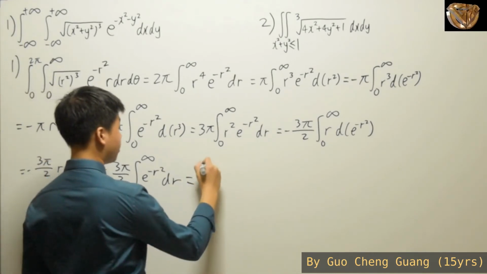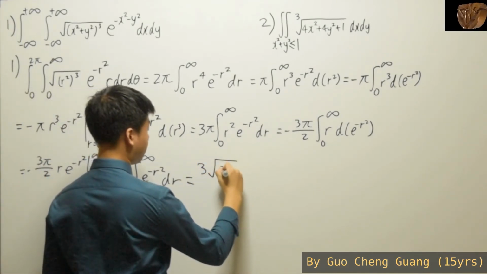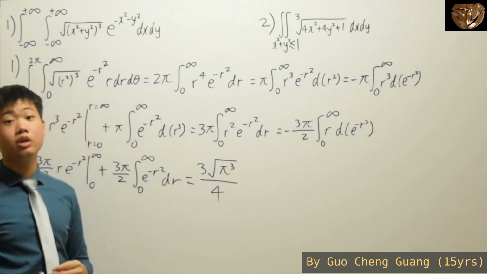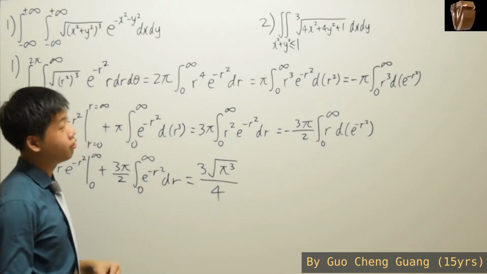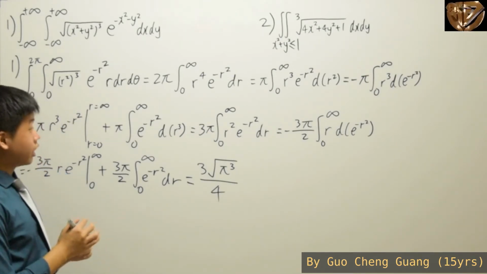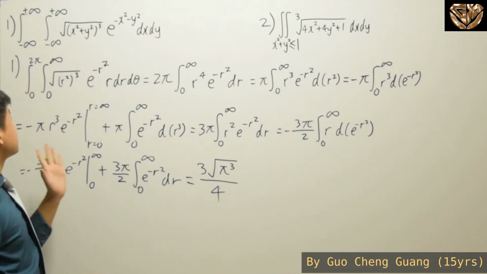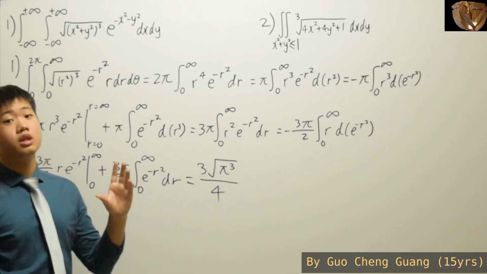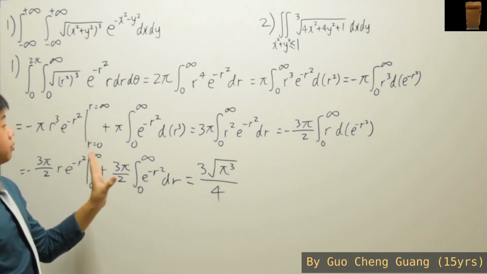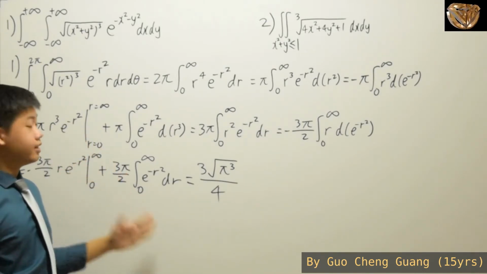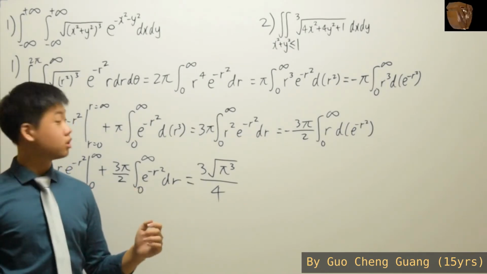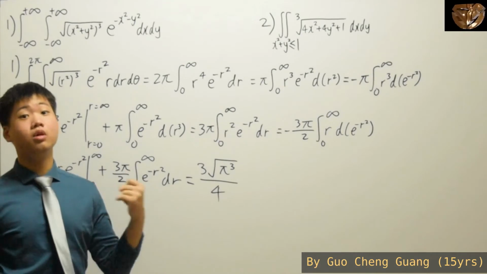So you'll be having 3 square root pi cube over 4. Right, so that would be your final answer for your first example. Again, what kind of processes did we use here? Firstly, change from Cartesian coordinates into polar coordinates. When you change that into polar coordinates, you use integral by parts twice, and then insert your Gaussian integral to get your final answer of 3 square root pi cube over 4.